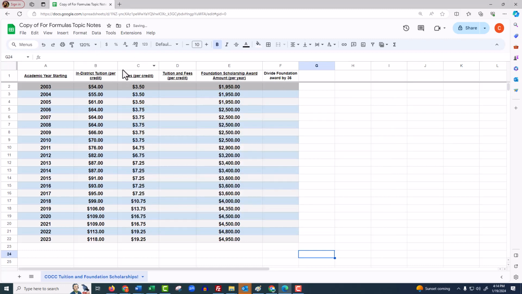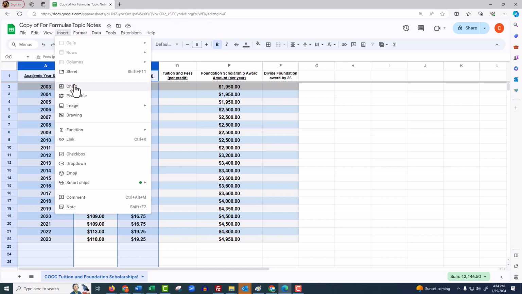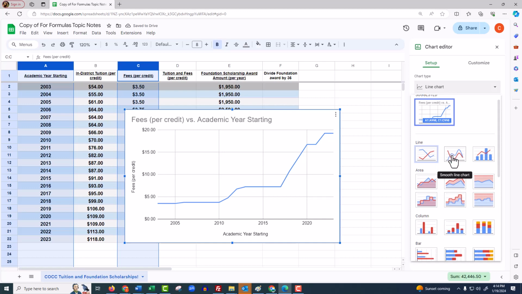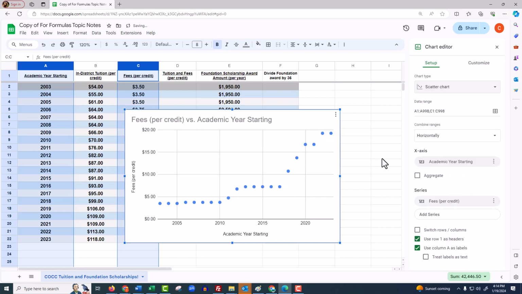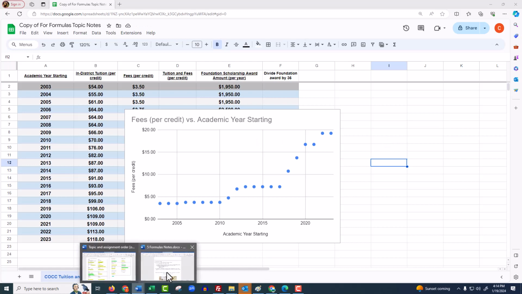So we're going to do fees. So we're going to use this one and this one. I think I can just select the columns. Let's find out. Insert chart. Okay, I can, but it's still not understanding that I want a scatter plot. There we go. Okay, and I think the question was, should I put a best fit line on this?